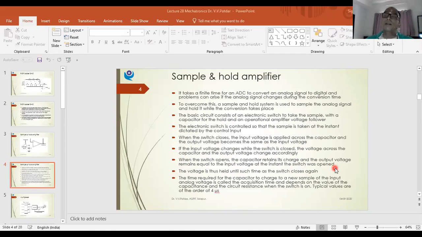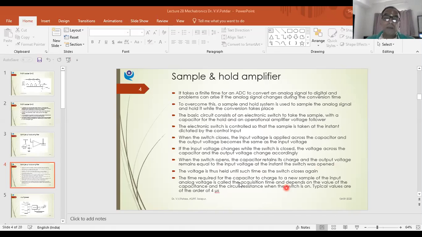Even if the switch is open, whatever voltage or signal was there just a moment before will remain, because that voltage or current will be stored in the form of charge in the capacitor, and it will release the equivalent value. The voltage is thus held until such time as the switch closes again. The opening and closing, we can decide it and we can set it.